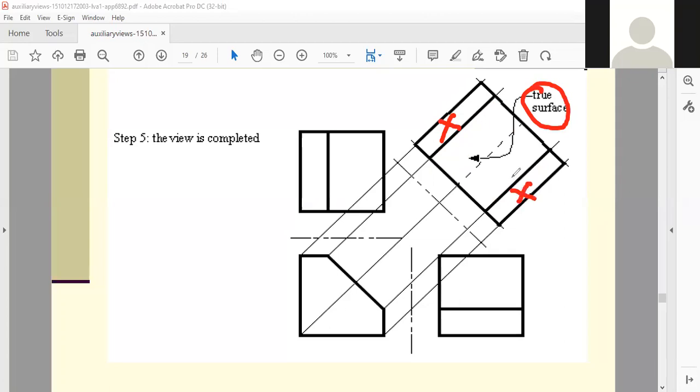That is a waste of time because you are drawing only the auxiliary view.